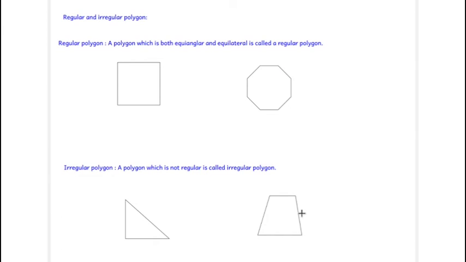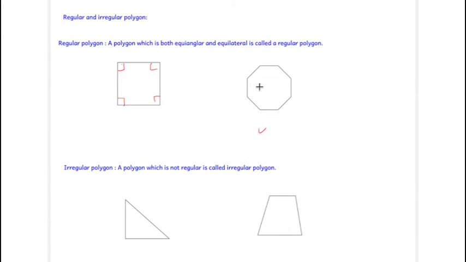Now come to regular and irregular polygons. This is very simple. Regular means what? It should be equiangular and equilateral. Now what is the meaning of equiangular? Equiangular means all the angles should be equal. See, it is a square, and in a square all the angles are equal to 90 degrees. So all the angles are equal. And equilateral means what? All the sides should be equal. So in a square all the sides are equal obviously.